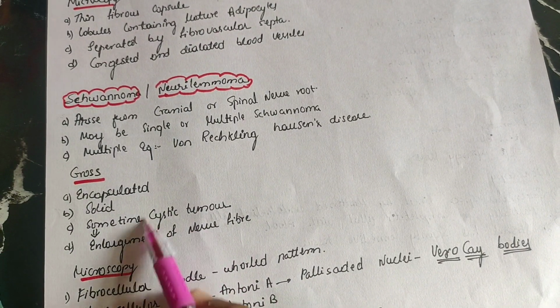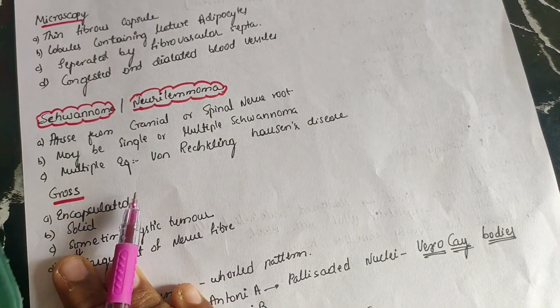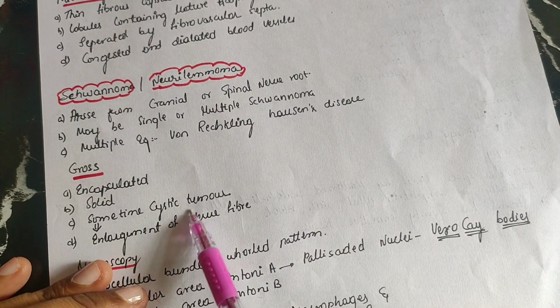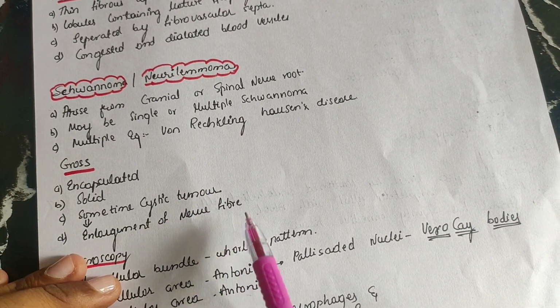Nerve fiber is solid, so solid. Sometimes a cyst or tumor may also be seen. This is a cyst. Because of that, it appears as enlargement of the nerve fiber.